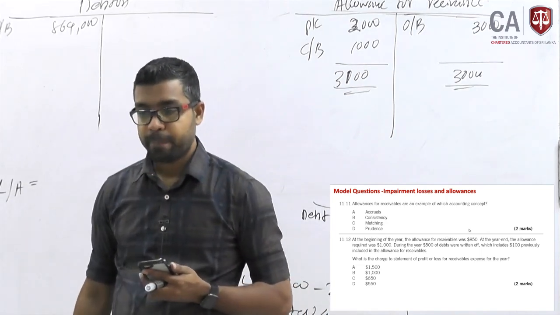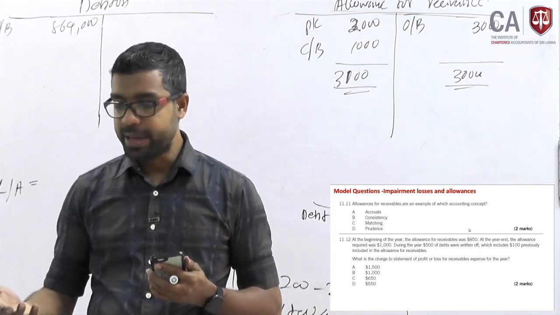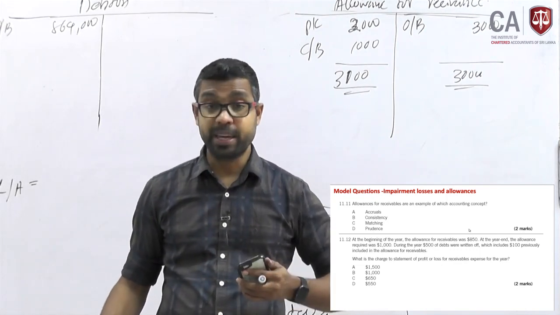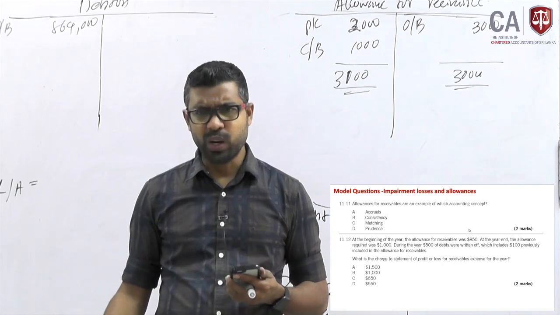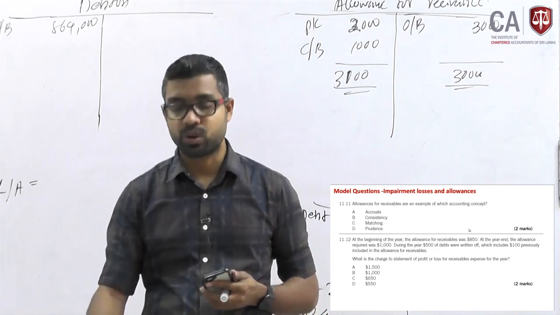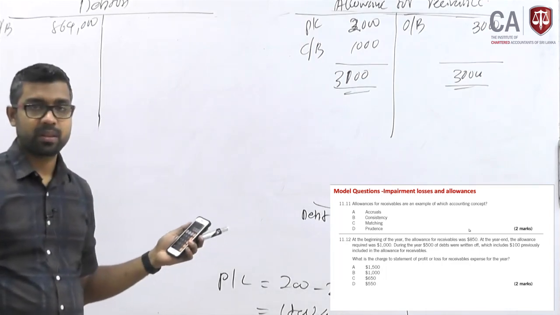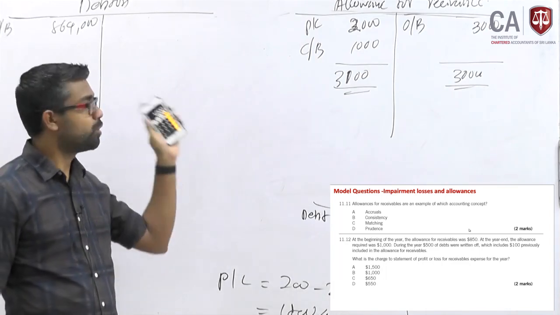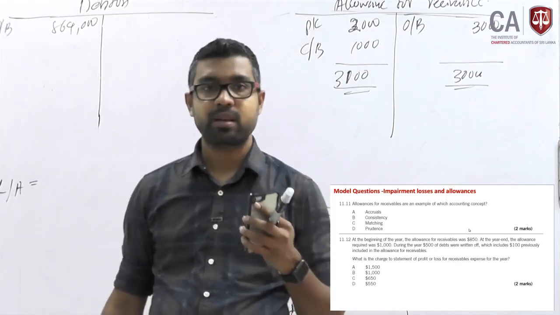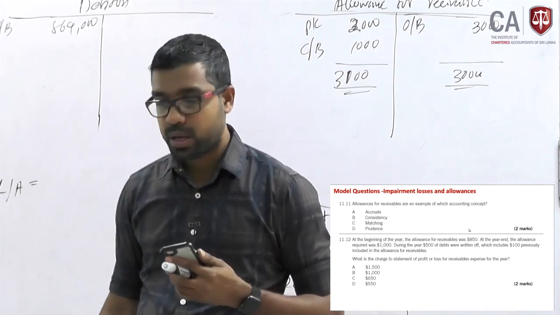Allowance for receivable, an example of which accounting concept? Why do we make provision for allowances? Why do we make allowance for receivable? Accrual? No. Consistency? No. Matching? No. It's prudent concept. Why? If there is a doubt of recoverability, no point of showing the available carrying amount, you have to show what we can recover possibly. Therefore, based on prudent concept, you have to record allowance for receivable.